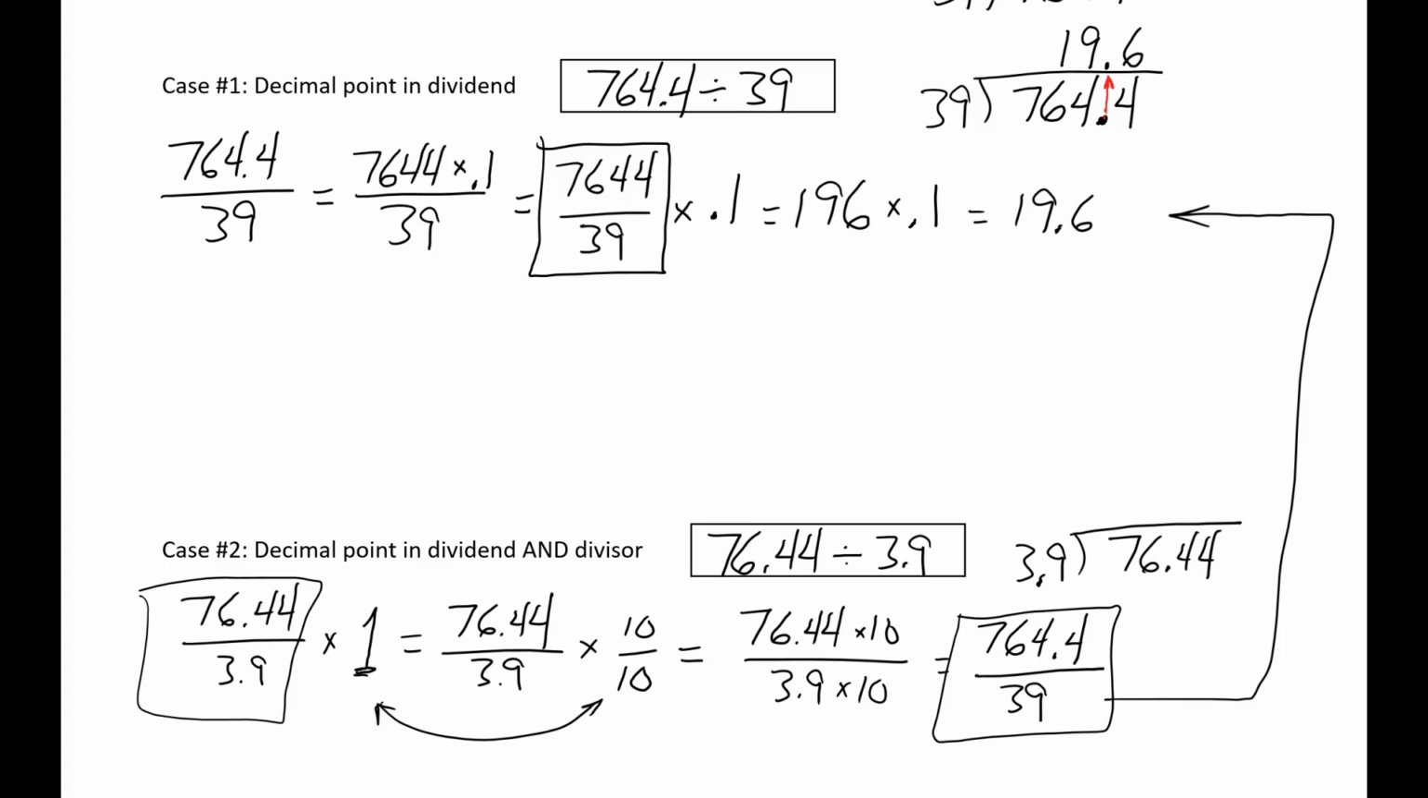Well, let's take a look at how exactly we would do that using our long division symbol and our long division method. After I wrote down 76.44 divided by 3.9 using my long division symbol, I would move my decimal points to the right. So 3.9, I move that to the right 1 place. 76.44, I move that to the right 1 place. Now my decimal point in my dividend is right here.